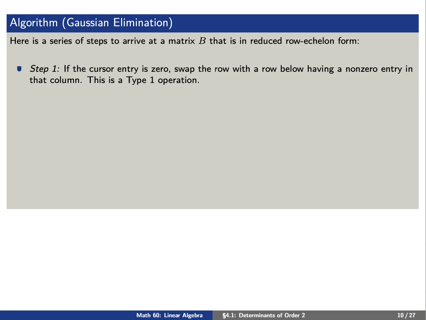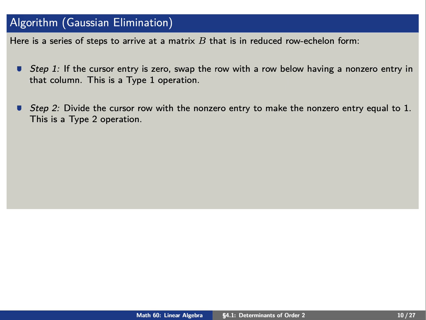First, let's start with the matrix, but let's say that we have a cursor entry. That just means we're at some position in our matrix. If this entry is 0, then we're going to swap with the row below that has a non-zero entry so that we can play around with making this a pivot. Just interchanging with the row below is what we call a type 1 operation.